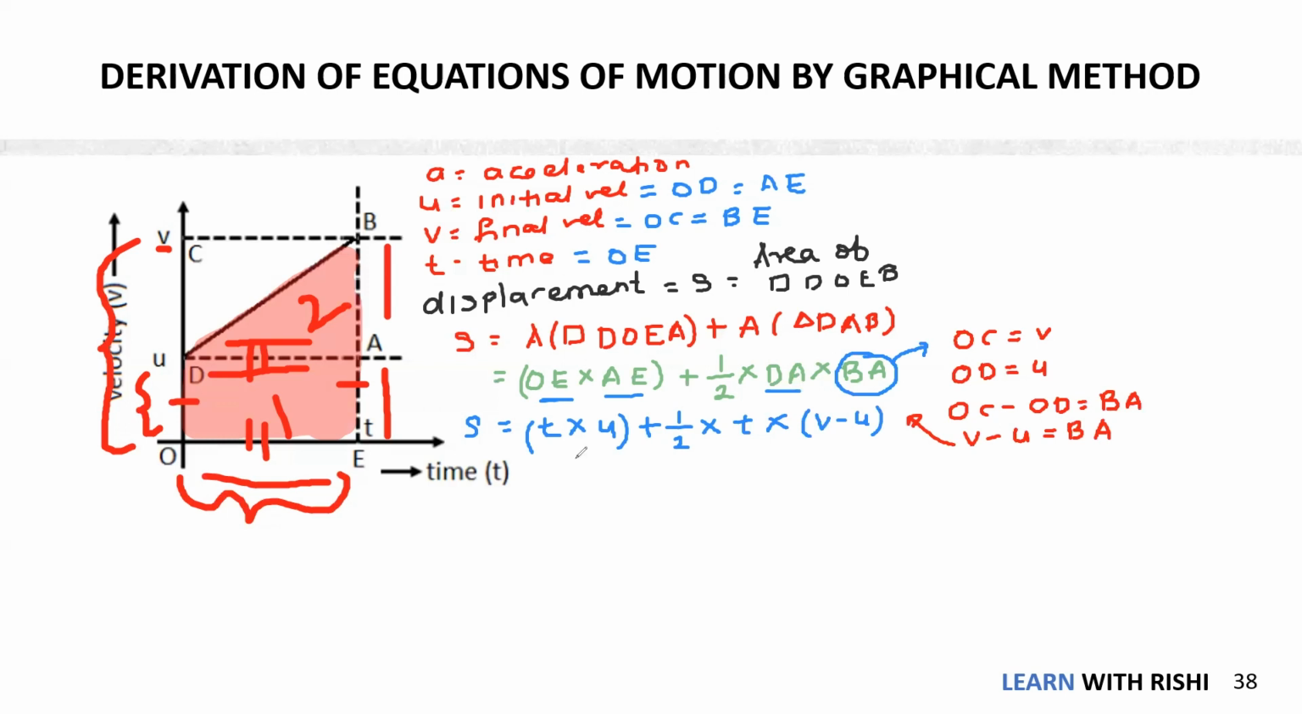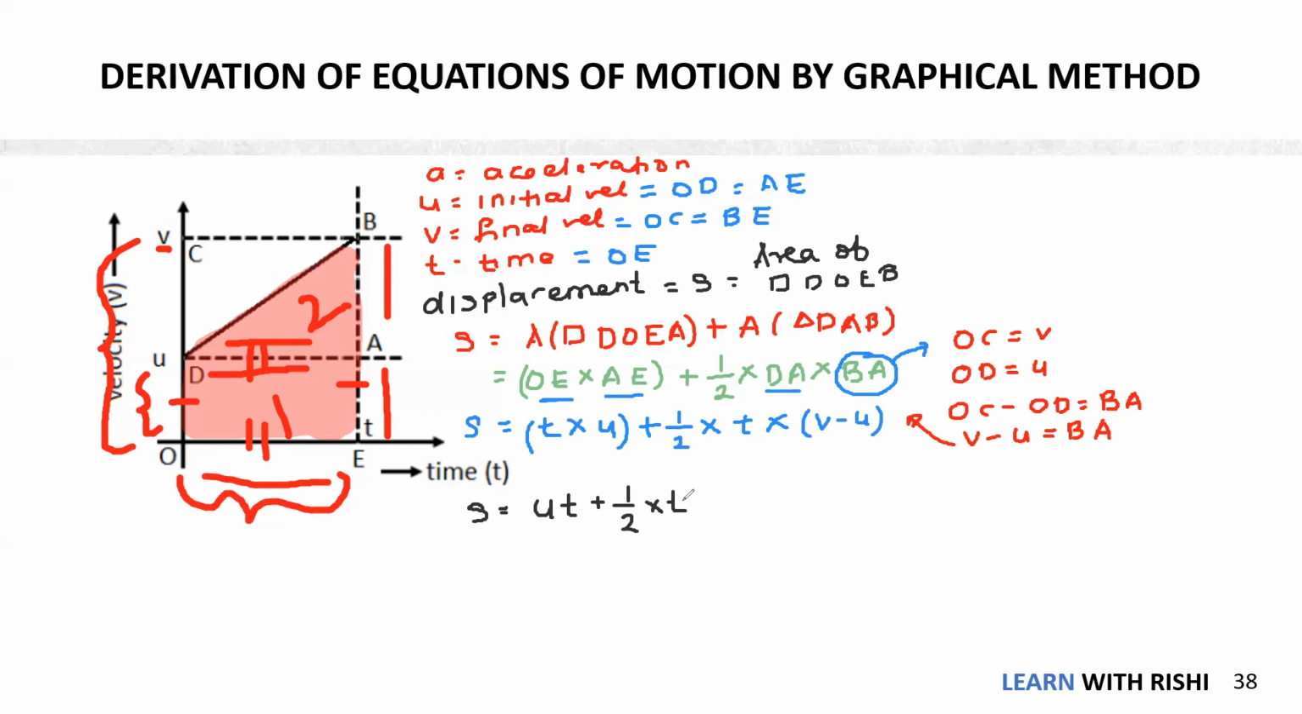Let us move to the next step. Therefore I can write S is equal to ut plus half into T. Now, in my formula of equation number 2, my equation is S is equal to ut plus half at square. So here acceleration is missing. So I need to replace this v minus u with acceleration.